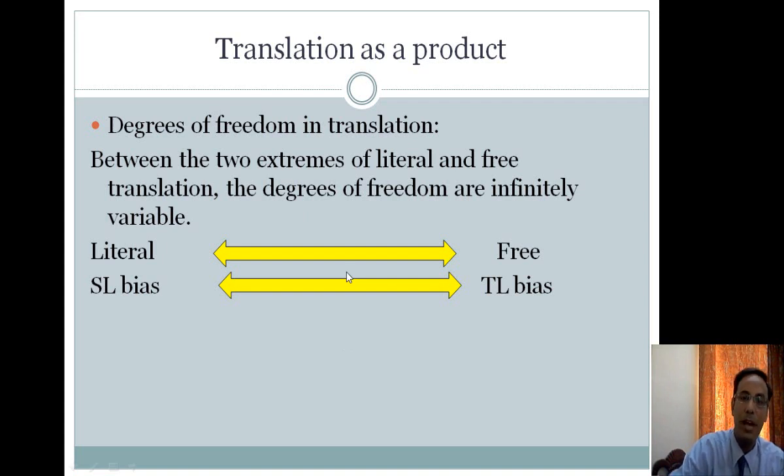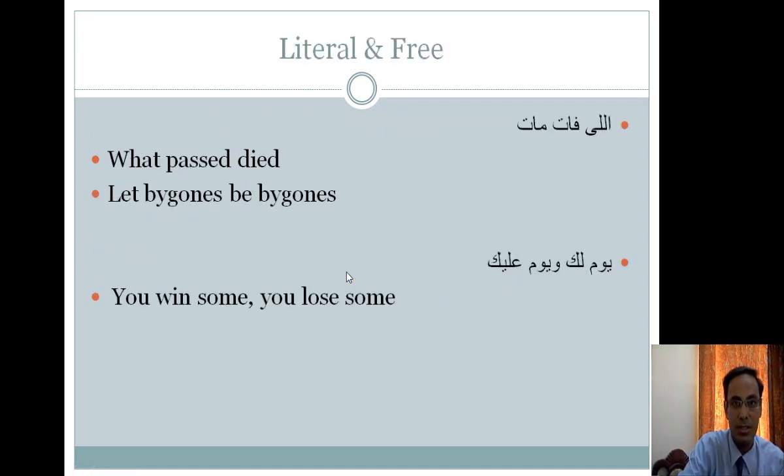Between the two extremes, we have other kinds of translation. We will discuss it. First, look at these examples of literal and free translation. اللي فات مات. This is an Arabic colloquial proverb. Here it is translated "what passed died." This is literal translation. This is very literal because it does not make sense in English. "Let bygones be bygones." This is a free translation. This makes sense in English.